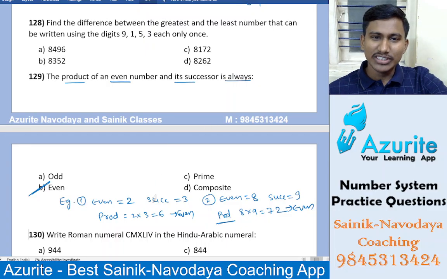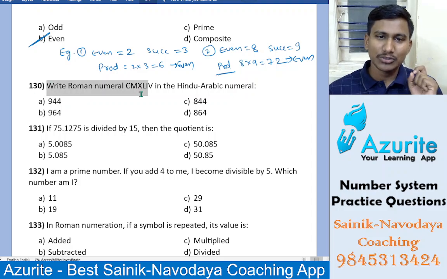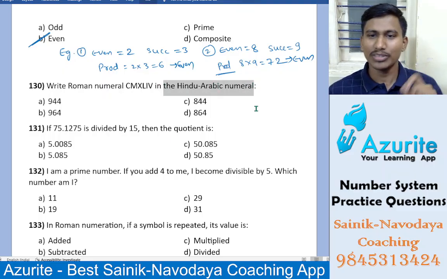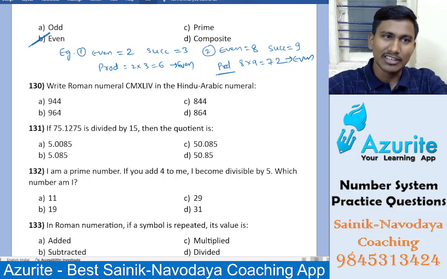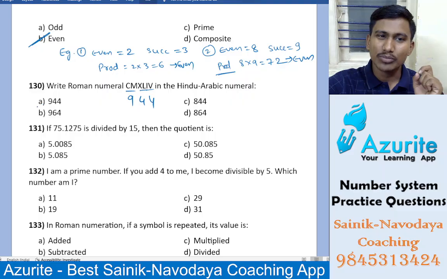Now let's do the next, that is question 130. Write the Roman numeral CMXLIV in the Hindu-Arabic numeral. So how much is this? CM means 900, XL is 40, IV is 4. So 944, that is option A, the correct answer. Yes, very easy.